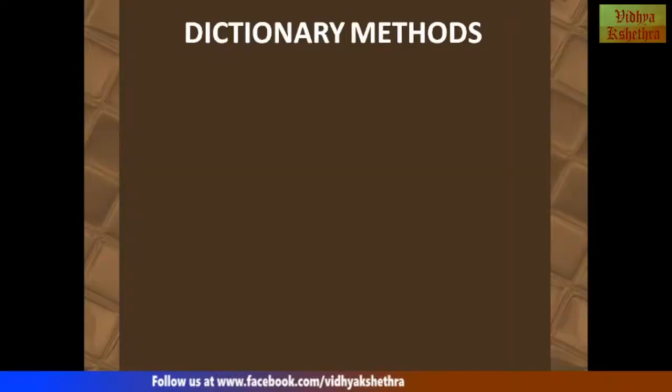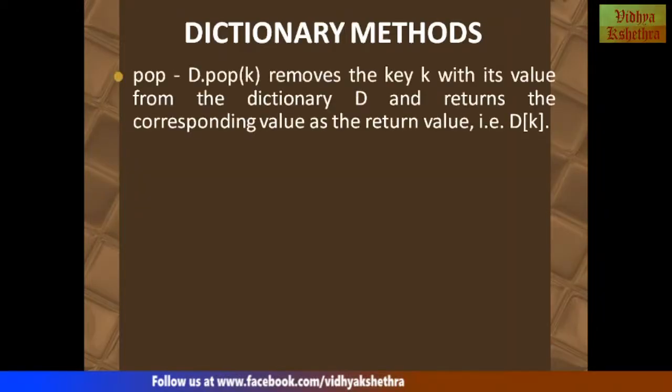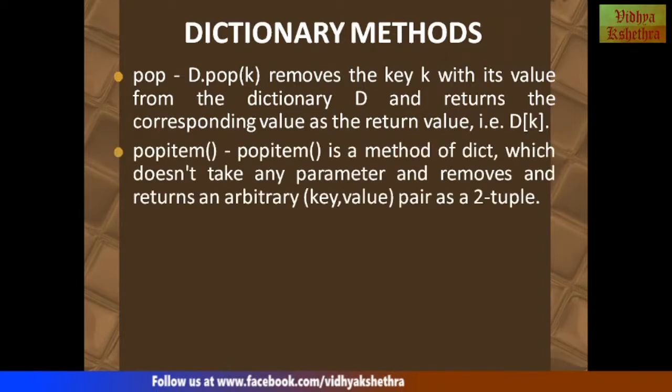Now dictionary methods. First one is pop. Pop removes the key k with its value from the dictionary d and returns the corresponding value as the return value. Popitem is a method of dictionary which doesn't take any parameter and removes and returns an arbitrary key value pair as a two tuple.